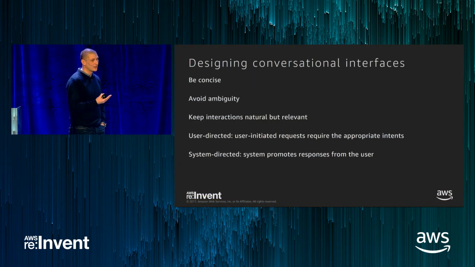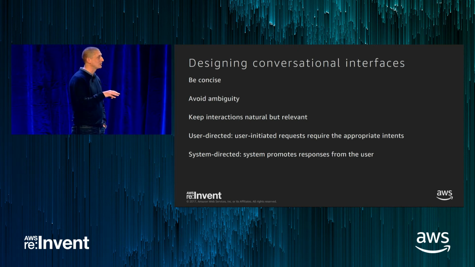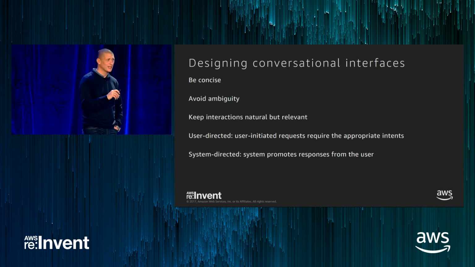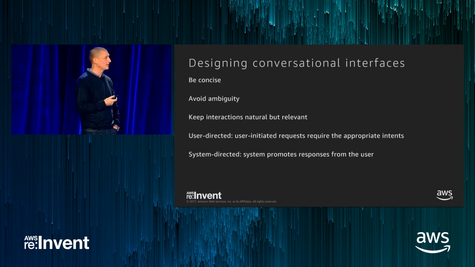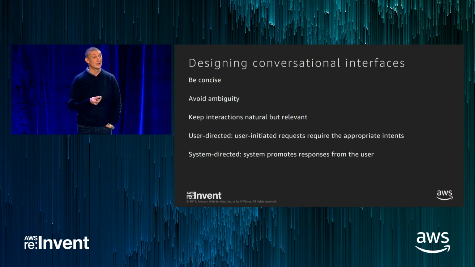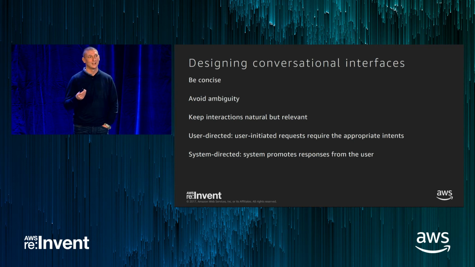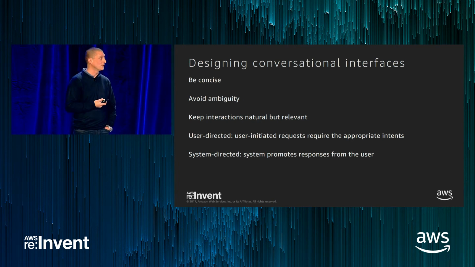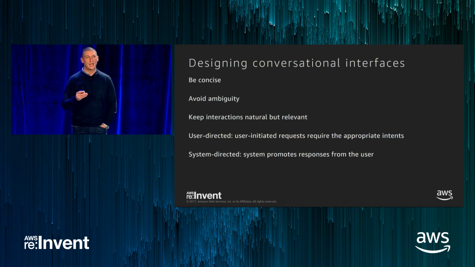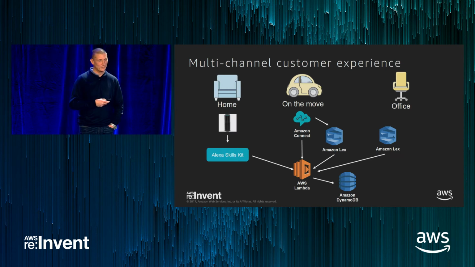So when you're designing conversational interfaces, it's about being concise, trying to avoid ambiguity, and trying to keep the interactions natural but relevant, and take into context, is it user-directed or is it system-directed? User-initiated calls are things like when you're interacting with Alexa, and you have your watchword to trigger the conversation, and system-directed are where you have your system prompts and your responses from the user. So that was quite a simple flow, but you can see how you're building a voice user experience very, very simply. But what if you want something slightly different?